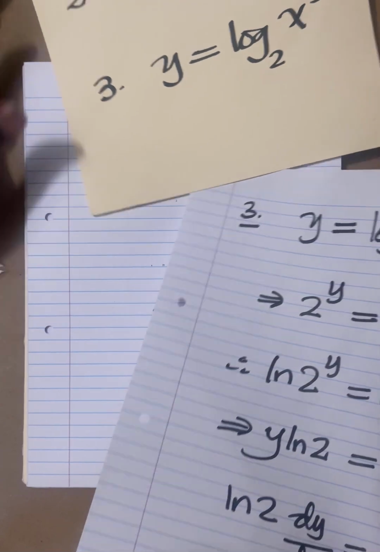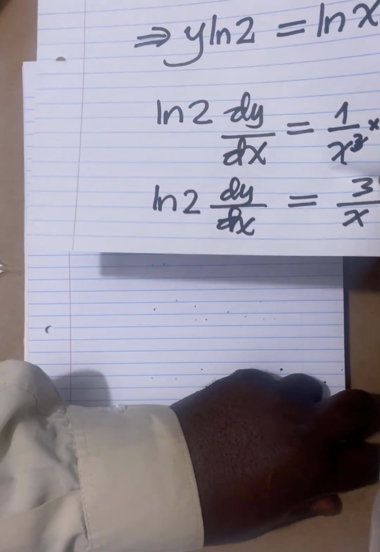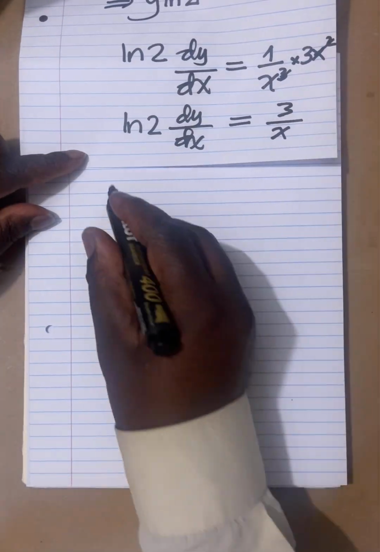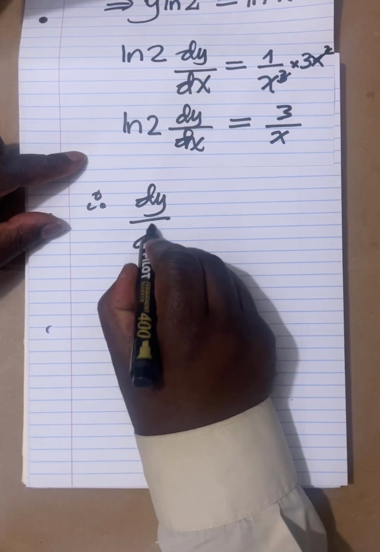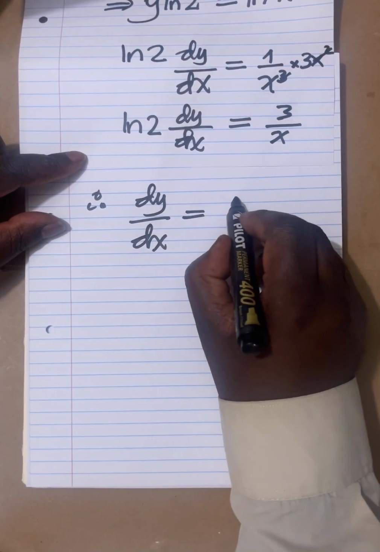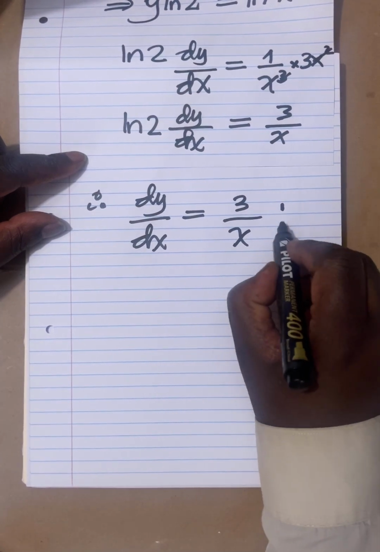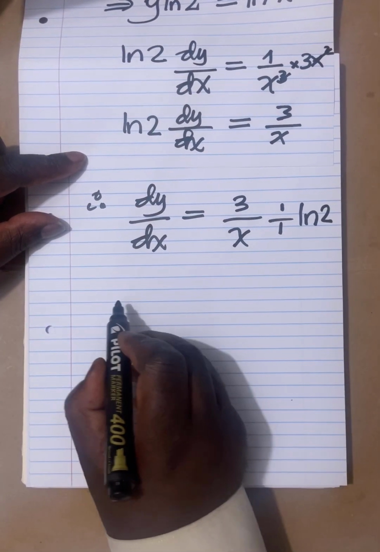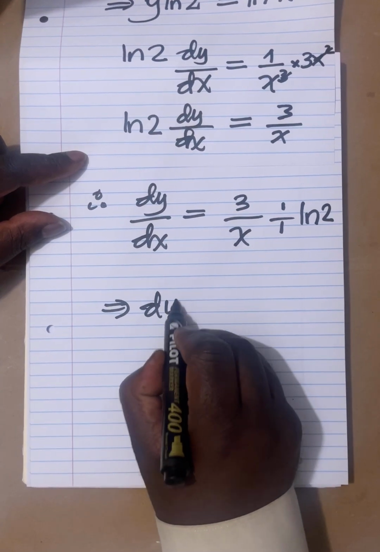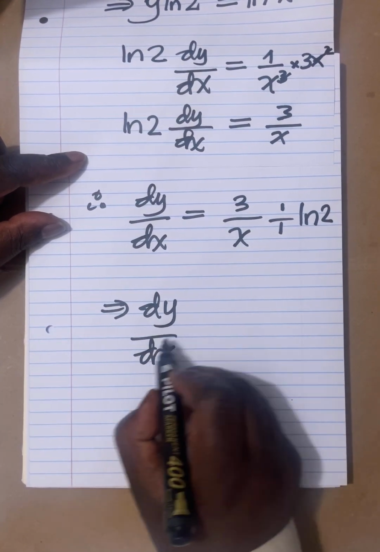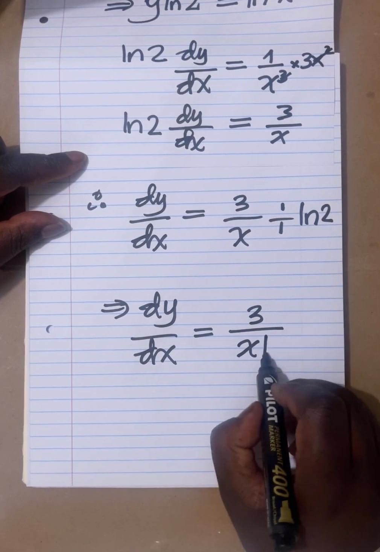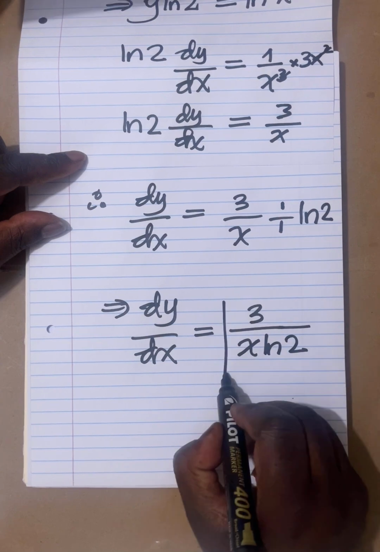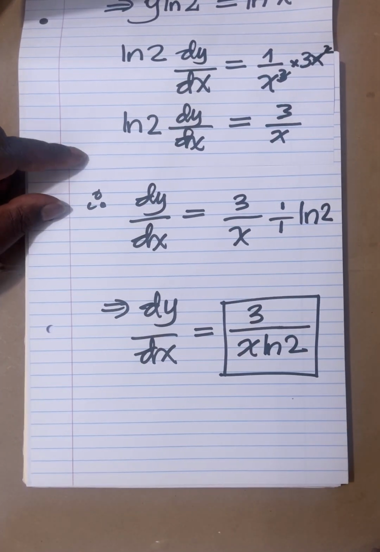So our final answer to question number 3 will be, therefore, if you understand here, dy dx will be equal to 3 over x divided by natural log of 2. What does this imply? It implies dy dx is actually equal to, if you like, 3 all over x times natural log of 2. So this is the final solution to the last question.